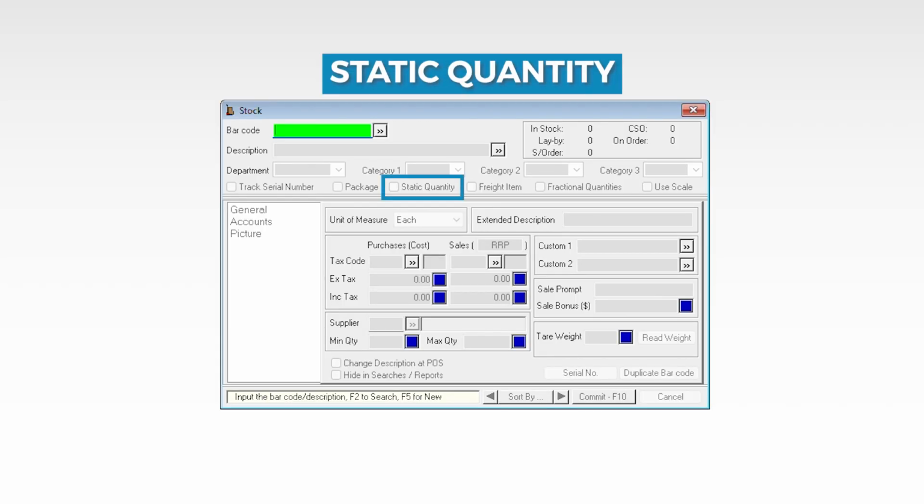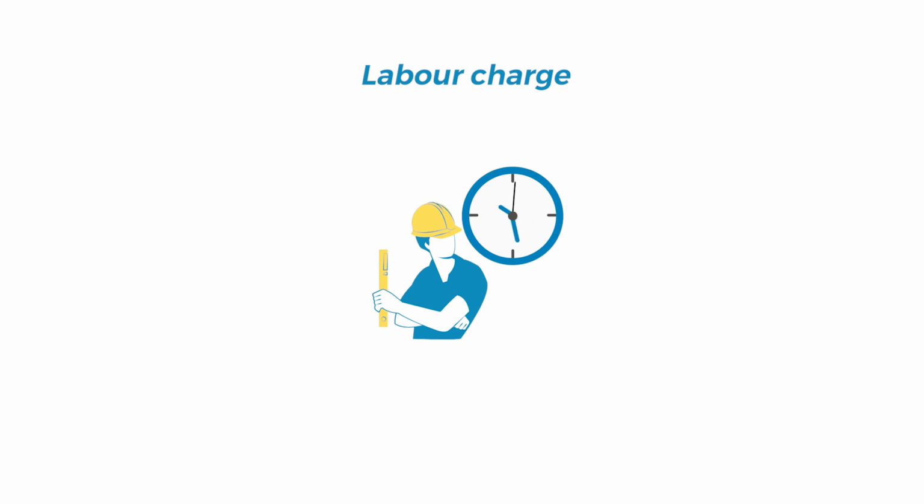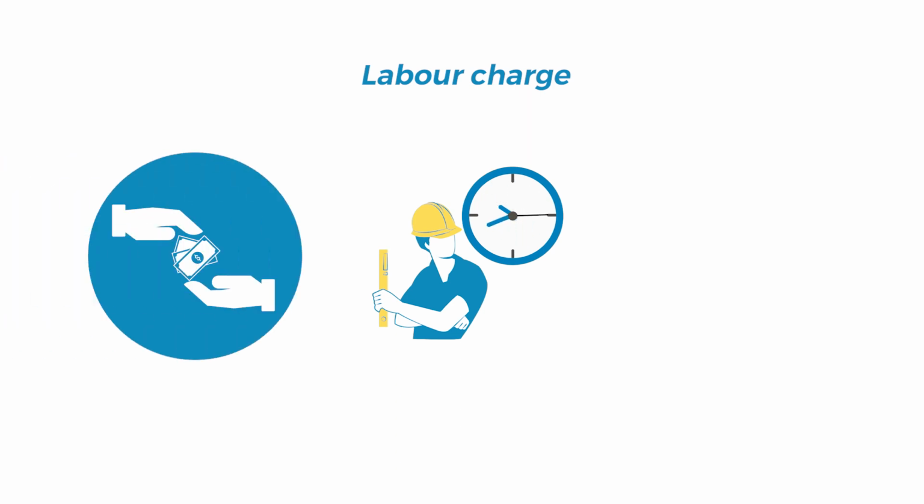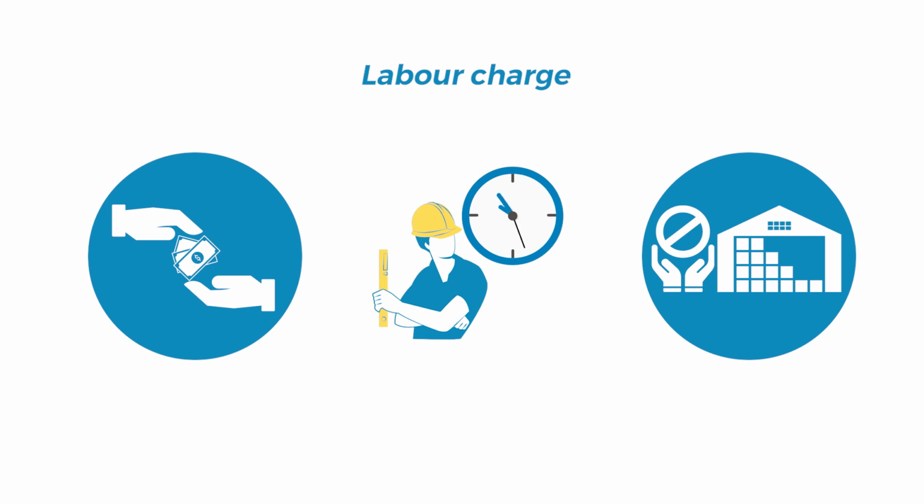The static quantity field is used to mark a stock item that has no inventory control. For example, this would be useful for a labor charge, where you charge for your time, but you don't receive it into stock. All other aspects of the transaction are recorded.